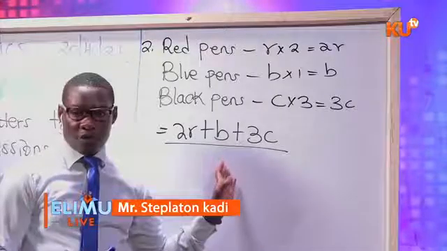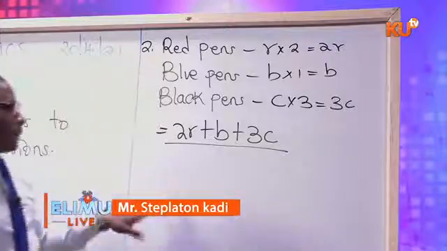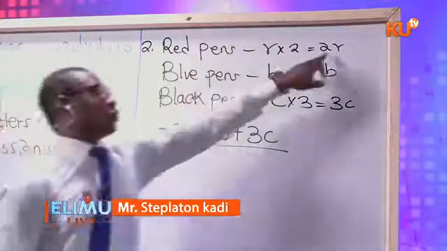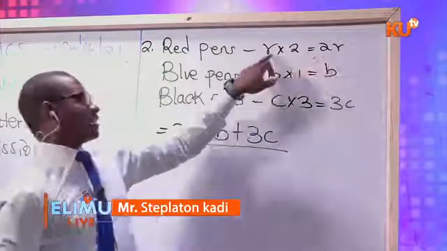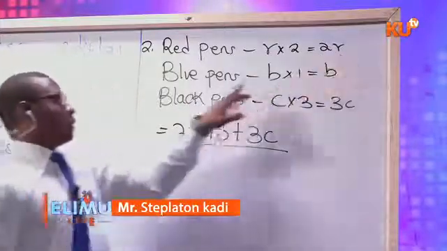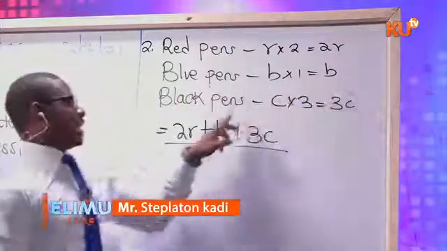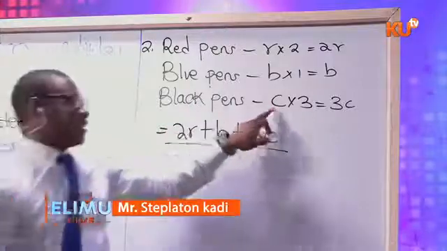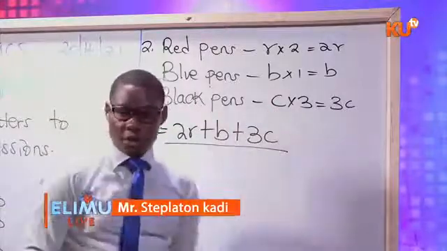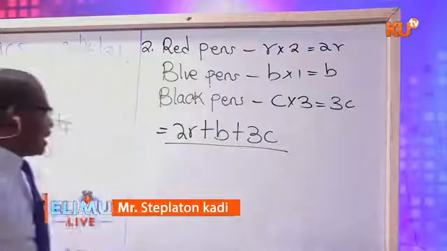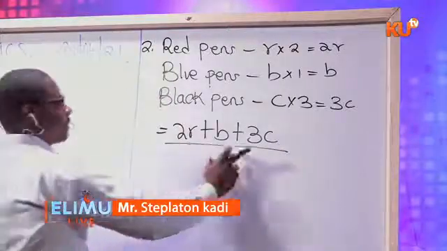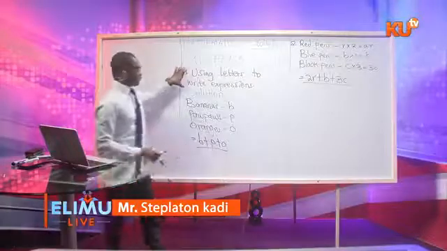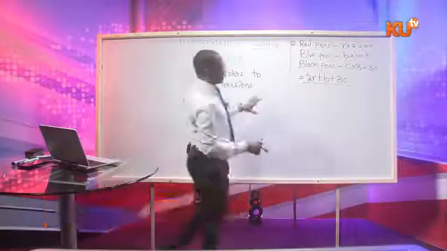This is the total number of pens that were given to the pupil by the teacher, because they were red pens, they were blue pens, and they were black pens. So 2 red pens were given. If 1 is R, then there are 2R. 1 blue pen was given, that is B, and 3 black pens were given. If C represents 1, then 3 will be 3C. So to get the total number of pens that were given to this pupil, you take 2R plus B plus 3C. So those 2 examples show us how to use letters to write expressions in mathematics.